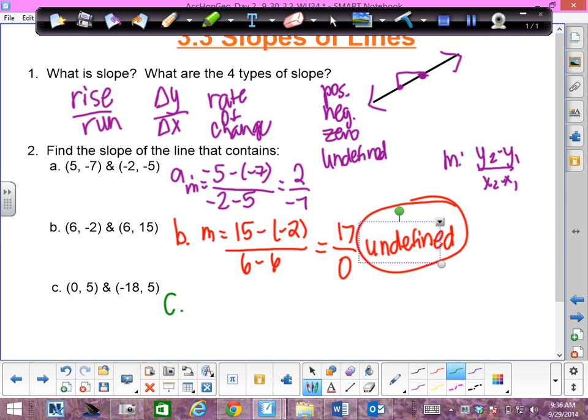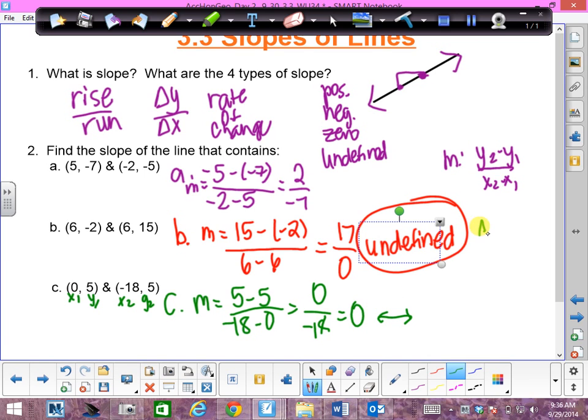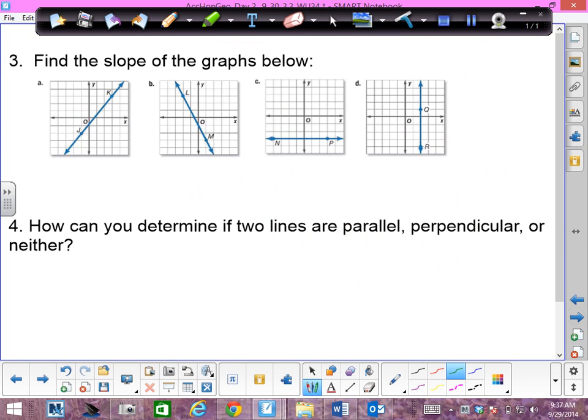All right, problem C. Same thing, y2 minus y1 over x2 minus x1. And if you need to go through and label these x1, y1, x2, y2, go ahead. This is going to give us 0 over negative 18, which when we take 0 and divide it by a real number, that is going to be 0. So this would be a horizontal line. This would be a vertical line since it has undefined slope. So hopefully you remember that. Just come in with questions and bring them to class if you have any.